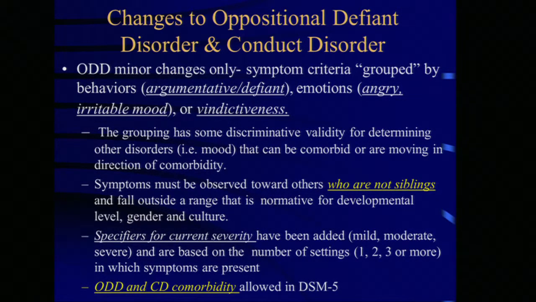Specifiers for severity have been added: mild, moderate, severe. They've been based on the number of settings in which the symptoms are present. And this is a new change. You can diagnose oppositional defiant and conduct disorder together.